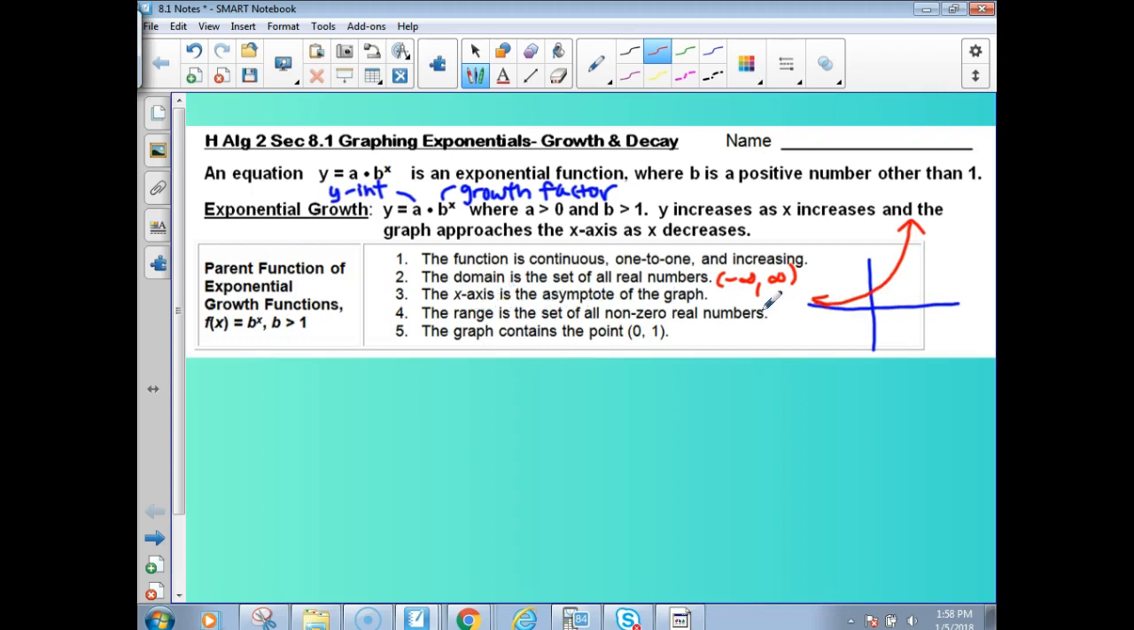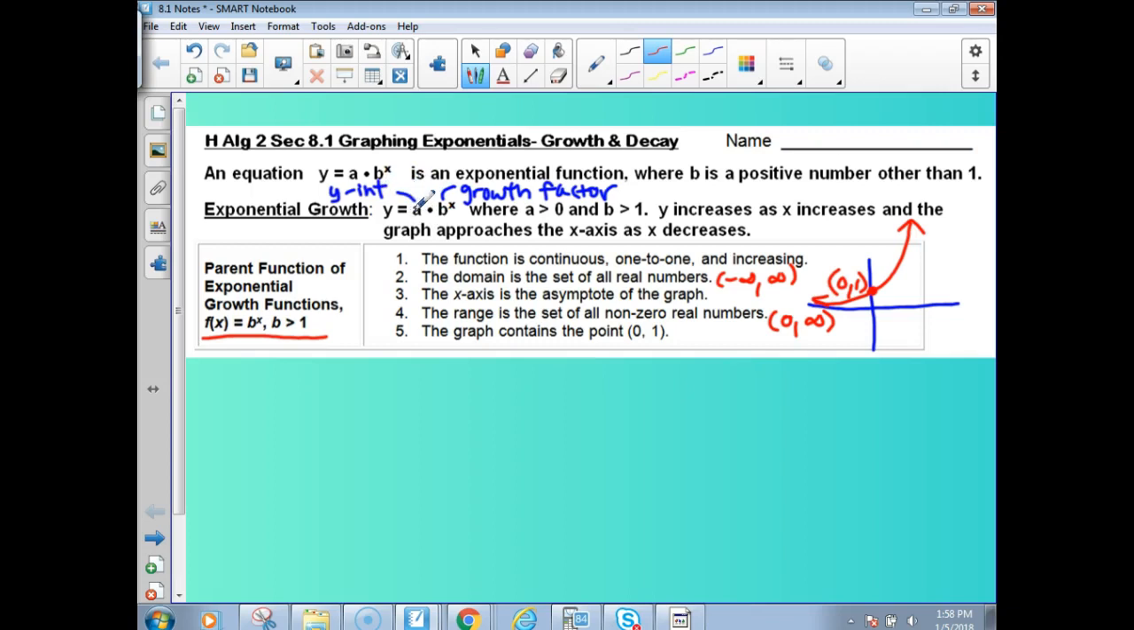The range is the set of all positive real numbers, from 0 to infinity. And the graph contains the point (0, 1). So right here is your point (0, 1). I prefer to say that, if it's in the form y equals a times b to the x, you see that this one is saying f of x equals just b to the x without an a value, that's why it's crossing at (0, 1). This is the y-intercept, though, if there is an a value other than 1.